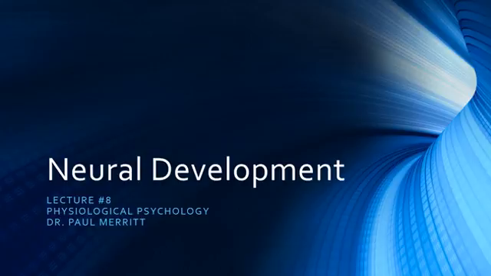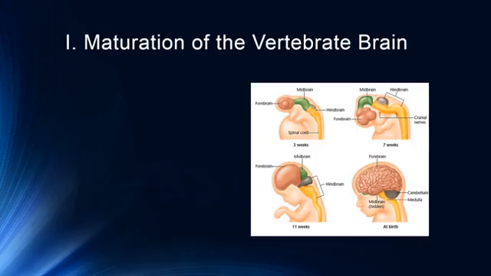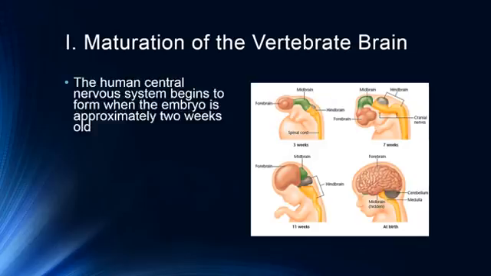I'm Dr. Paul Merritt, and today we're going to talk about how the brain develops from initial gestation through the lifespan. We're going to start off talking about maturation of the vertebrate brain, basically from a prenatal perspective. The human central nervous system begins to form when the embryo is approximately 2 weeks old.